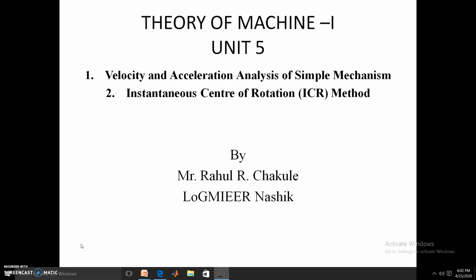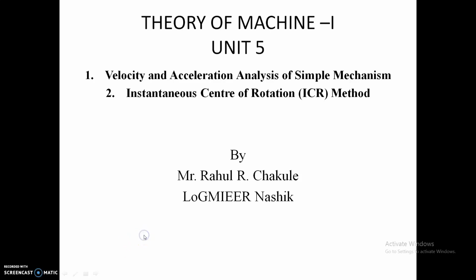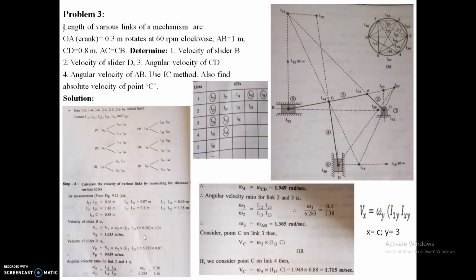Now in this particular third problem, we are taking a mechanism where the total number of links is 6, and in examinations also the maximum limit given is a mechanism having 6 links. Okay, so let us see the problem.